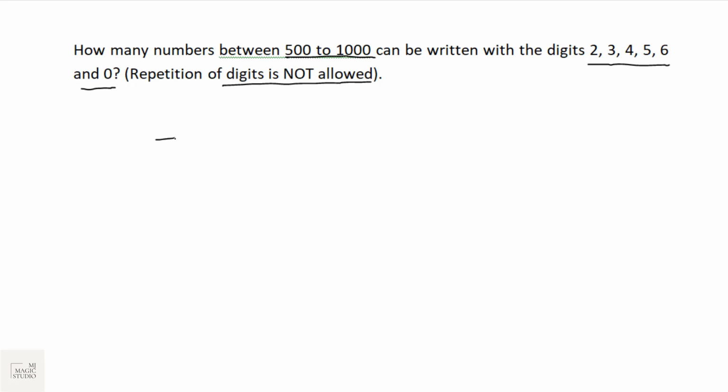Now, any number which starts with 6 obviously lies between 5000 and 10000. So, when we have taken up 6, we are left with 5 digits, which need to be positioned at 2 positions in 5P2 ways. So, this will be factorial 5 divided by factorial 3, that is 20. So, 20 numbers starting with 6 can be made.